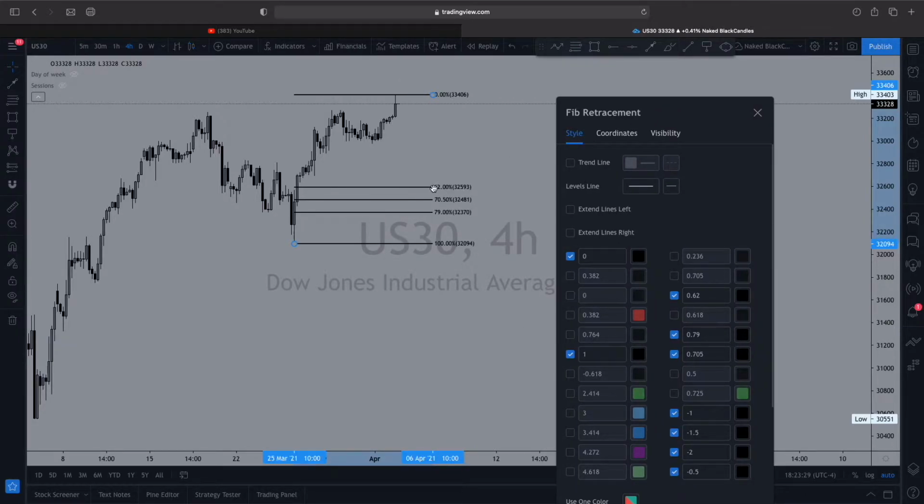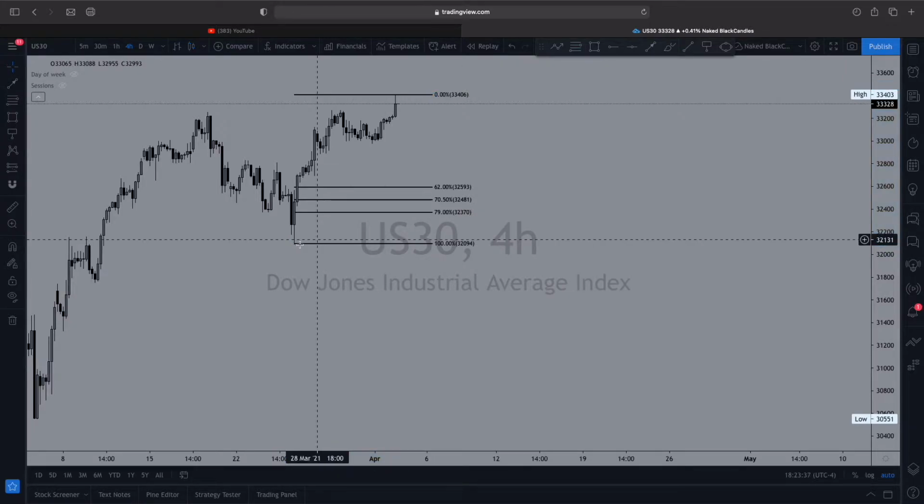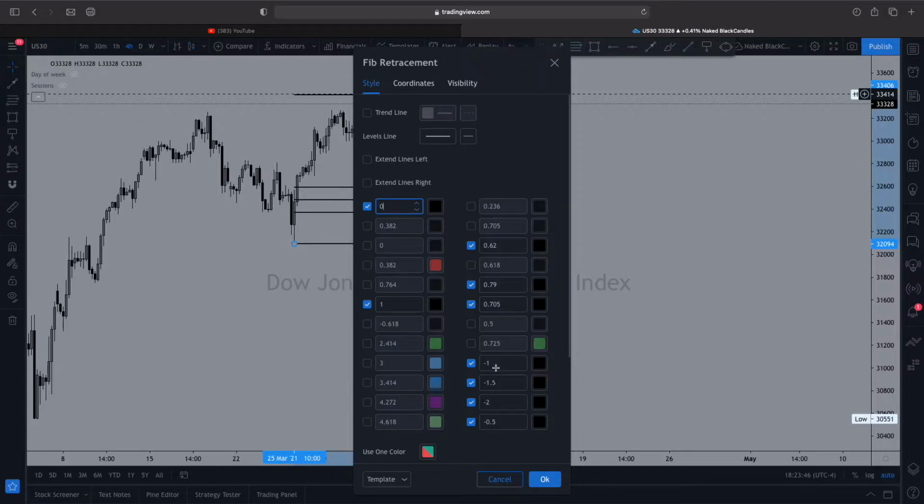I would have first entry, second entry, third entry, and stop loss would be under the lows because it's the area where it's least likely to get to, and if it does break down, then the chances of it going farther down and not up are higher, and you wouldn't want to be in that trade. And then I use the -1, the -1.5, the -2, and -0.5 as targets.